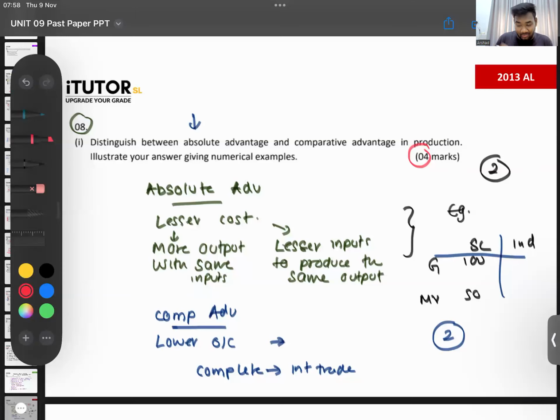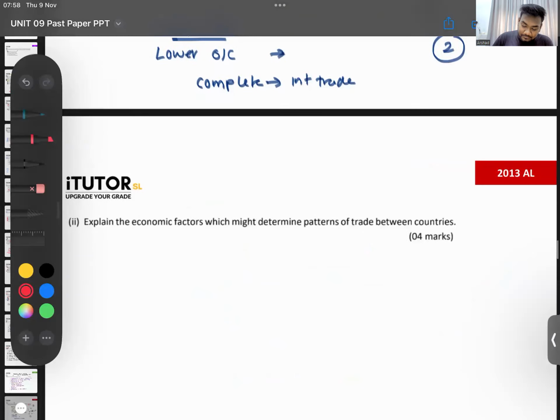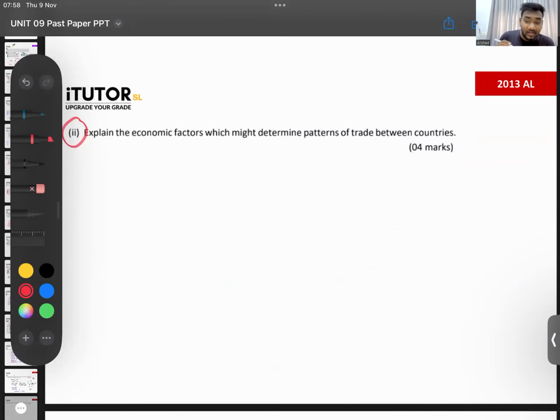That's question 8 part 1. Then this one, question 8 part 2. State the economic factors which might determine the patterns of trade between countries. What do you think they're asking over here? Patterns of trade. Last paper, they asked you about reasons for comparative advantage, the sources of comparative advantage. Here, they are asking the same thing.